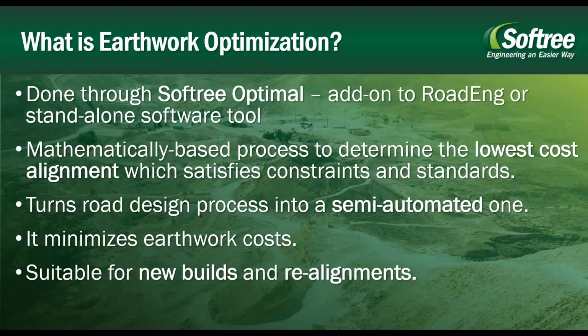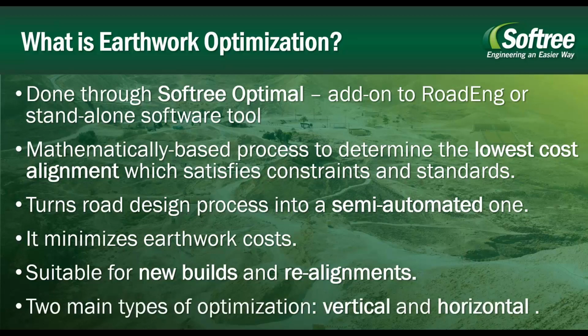Softree Optimal and earthwork optimization are really not well suited to urban projects. If you have a road project or a corridor project that is overly constrained, Softree Optimal is not that effective. But it is best for projects that have some ability to move the vertical or the horizontal alignment. So, for new builds or realignments, this is where the software tool can deliver some really amazing results.